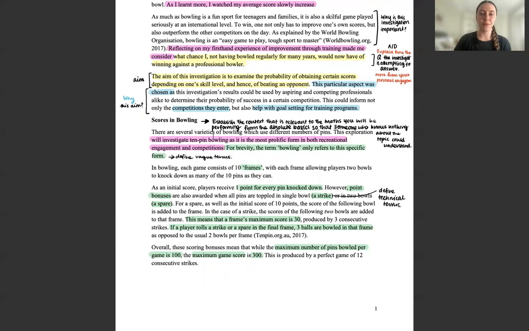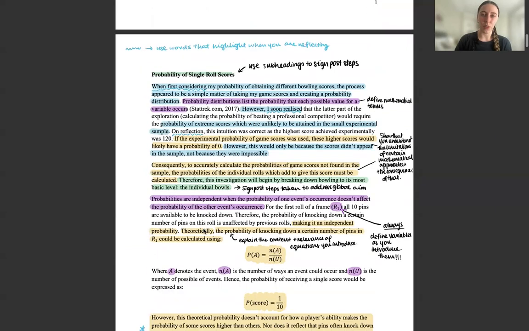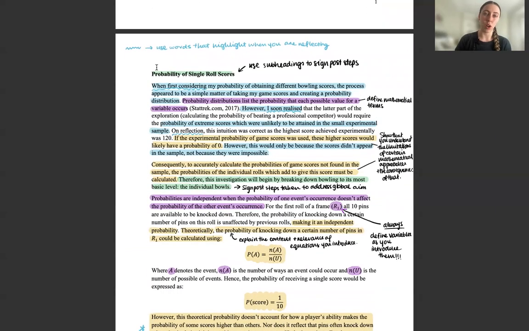So for me, that was establishing what is 10-pin bowling. I'm going to be using the term bowling to refer to 10-pin bowling throughout this investigation. I explained the scoring system with 10 frames, how you get a point per pin knocked down, how you get extra point bonuses if you get a strike and a spare, and all of these things. I just explained the scoring system of bowling because that's necessary to be able to understand my maths later. Then I move on to figuring out the probability of single roll scores.